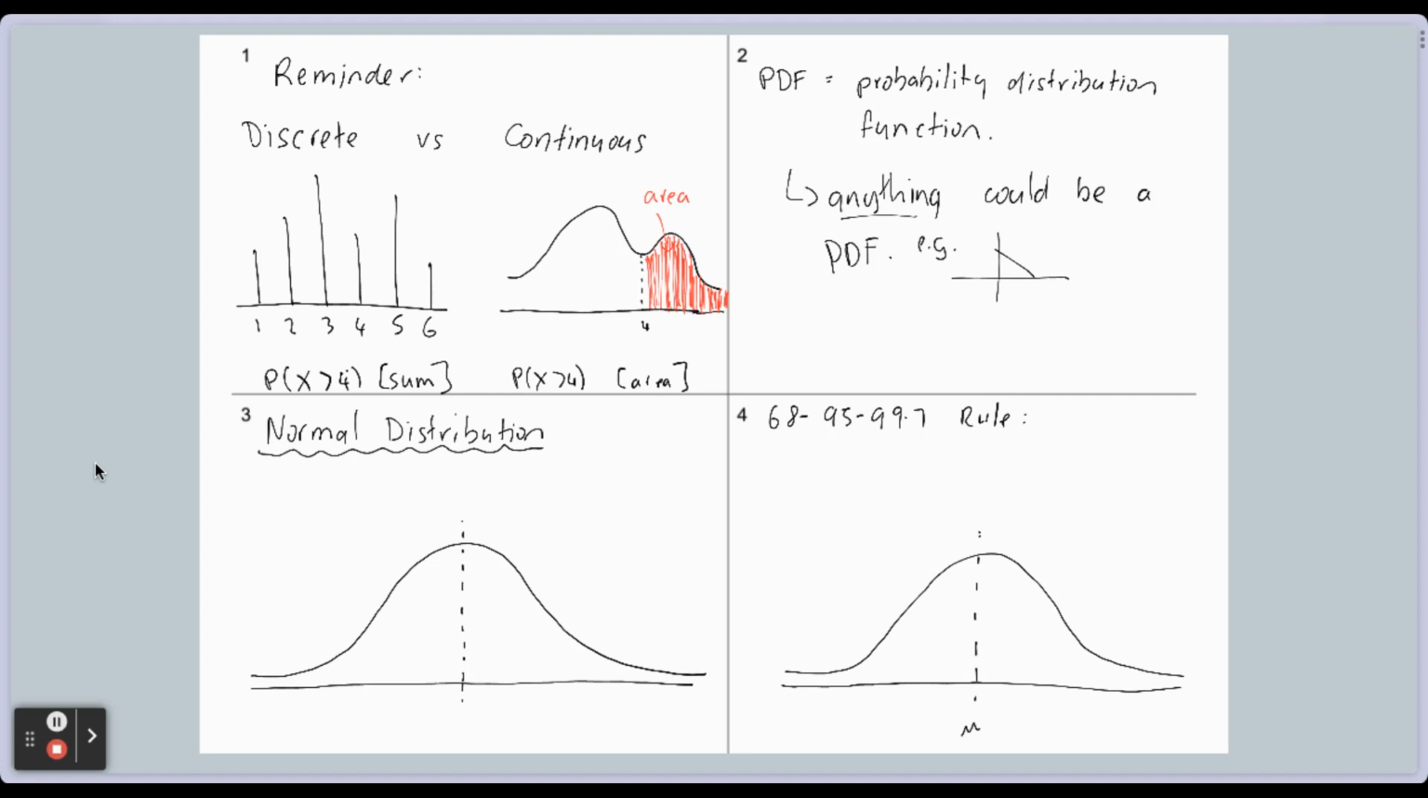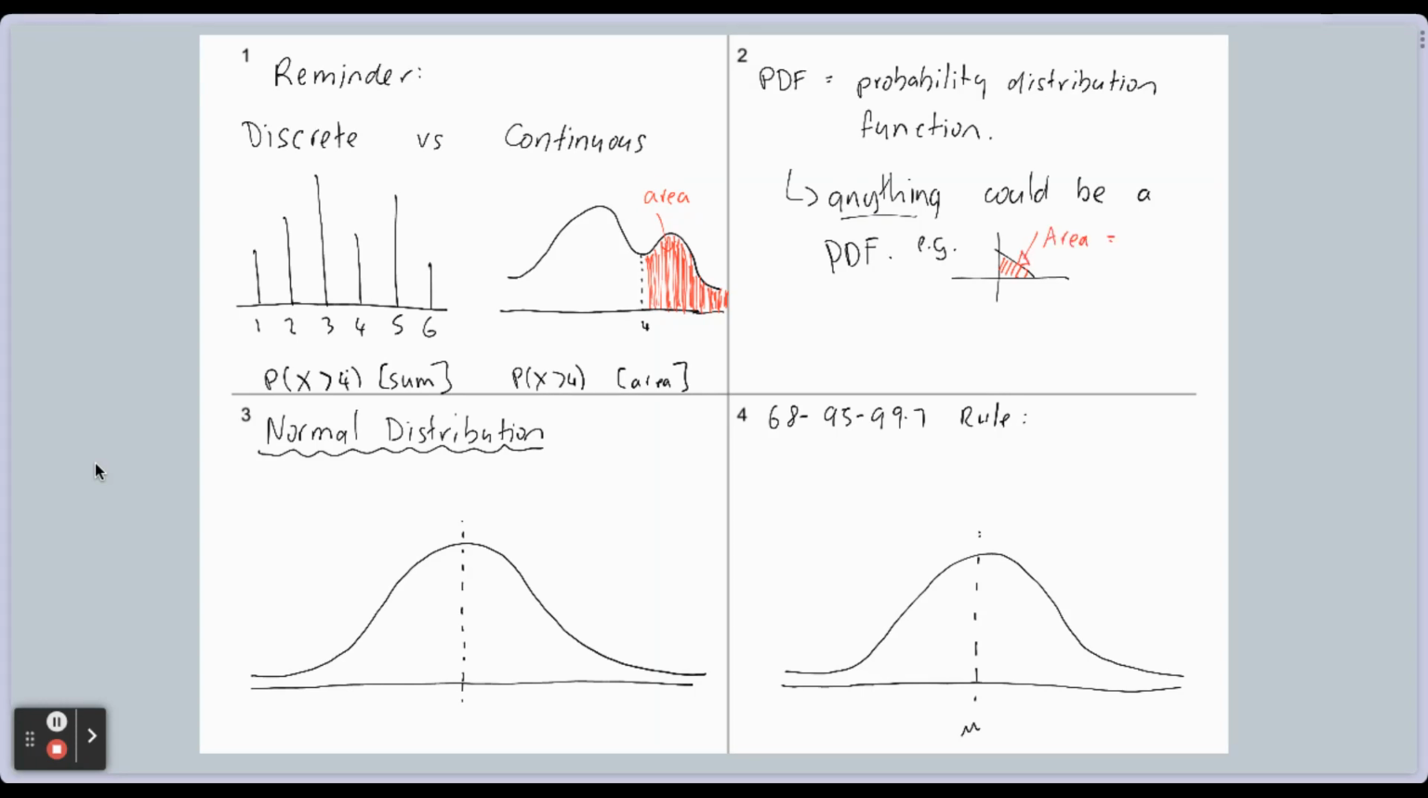Okay? Yes, thank you, Kian. I was about to say, I'm not saying that everything is a probability distribution function. I'm saying that a probability distribution function could look like anything. But you're right, we do have some limitations. And the main limitation is that area.